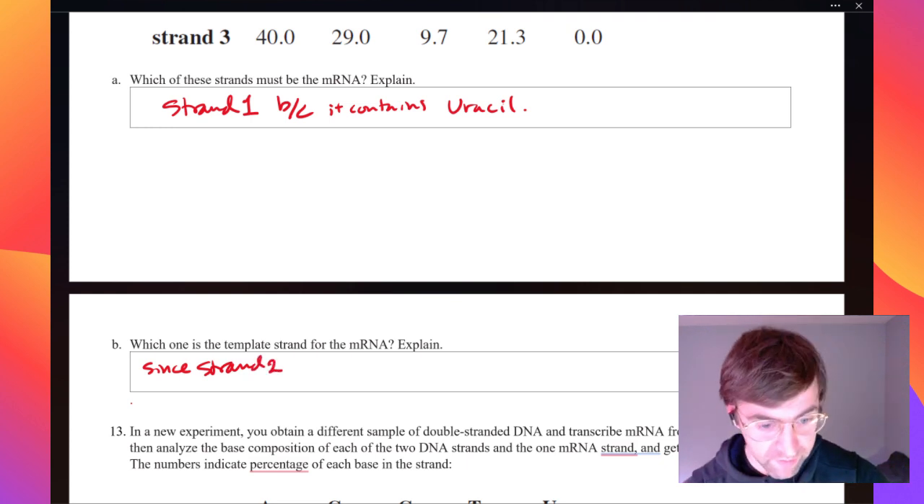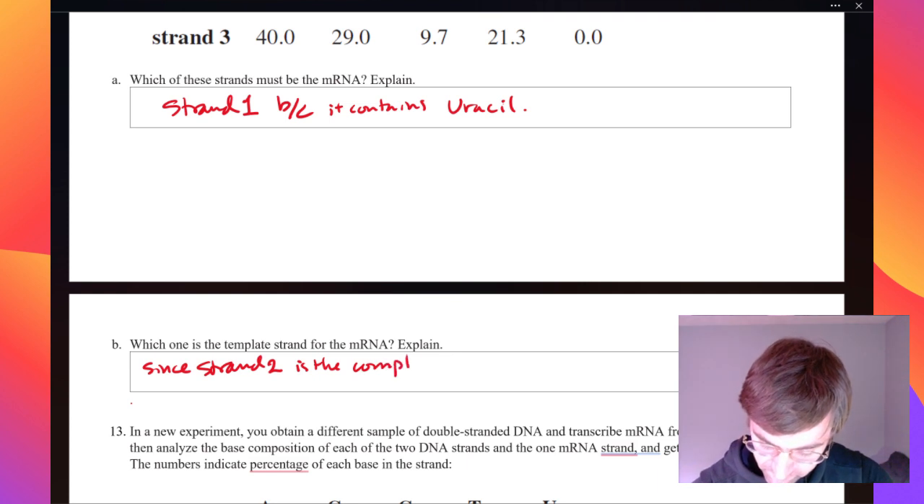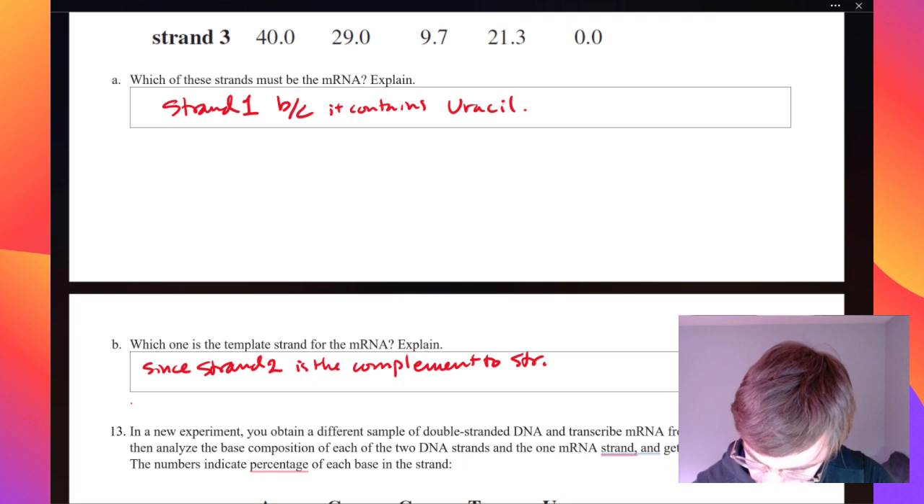Since strand 2 is the complement to strand 1, it must be the template.